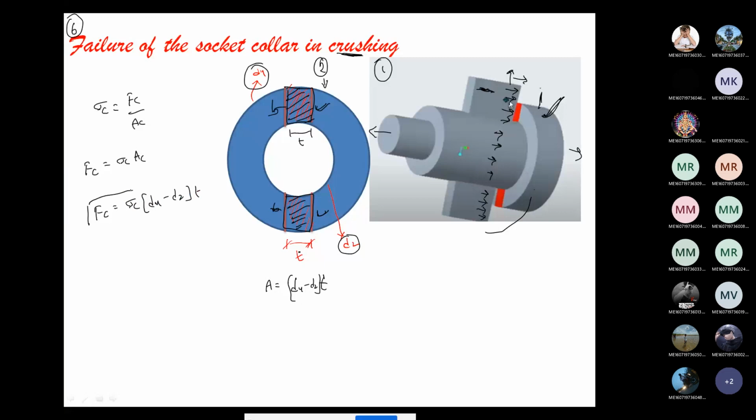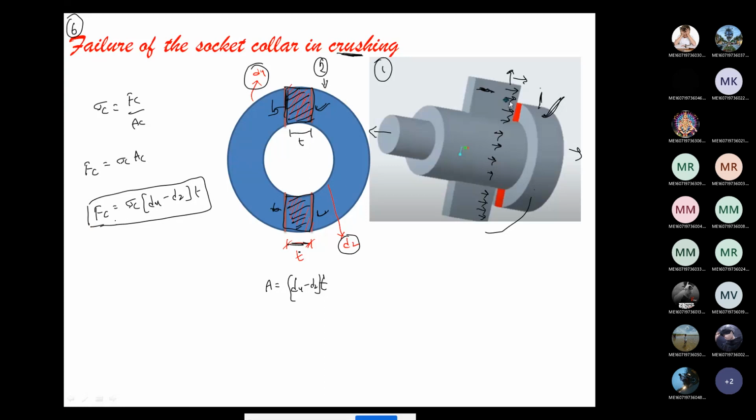Area into 2, no, sir. Why do we require the 2 value here? See, I'm subtracting the minor circle from the top circle. These thicknesses are going to be generated automatically, right? Automatically, this is the t value. Why multiply with the 2? Not needed here. Okay. So here Fc is called the crushing resistance for the socket collar.